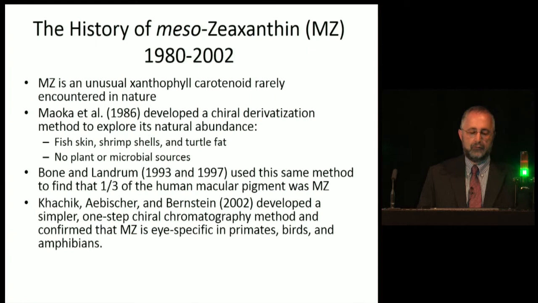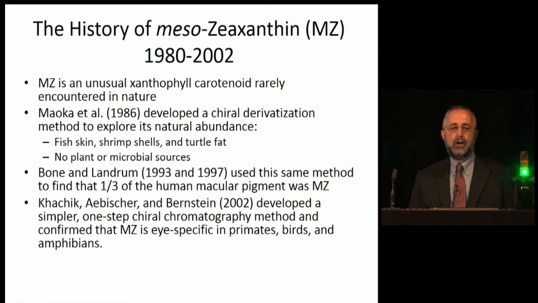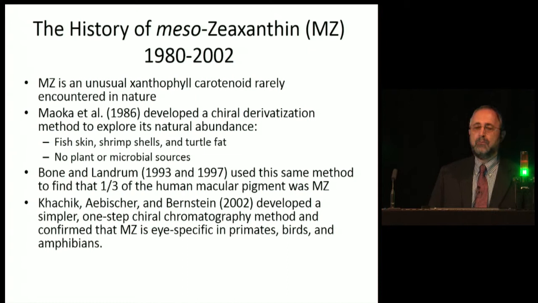Bone and Landrum, as we know, in their classic work published in the 1990s, used this same somewhat cumbersome method, and were, to their surprise, I think, at the time, able to find that 1/3 of the human macular pigment was actually meso-zeaxanthin. There was as much meso-zeaxanthin there as lutein and as much as zeaxanthin.